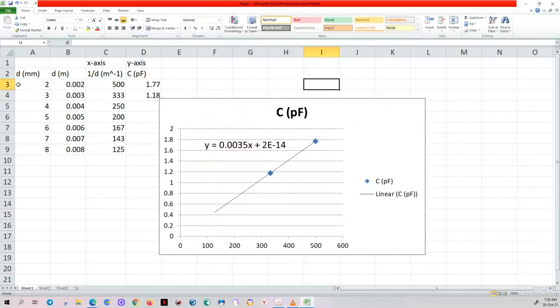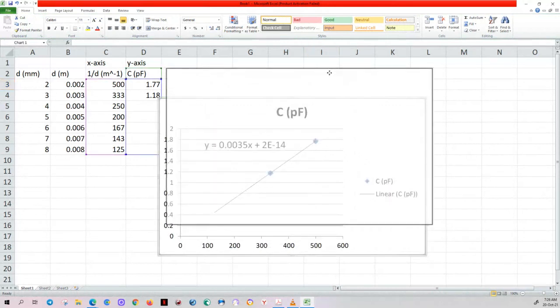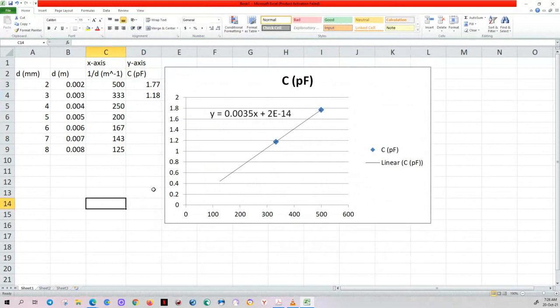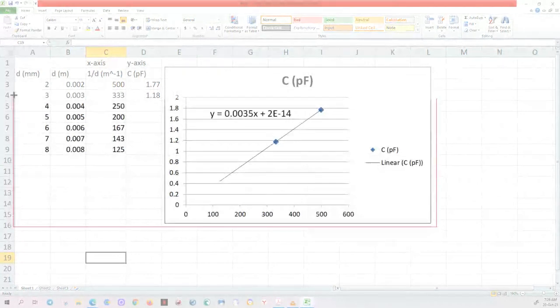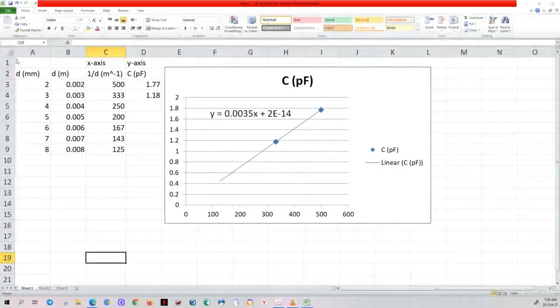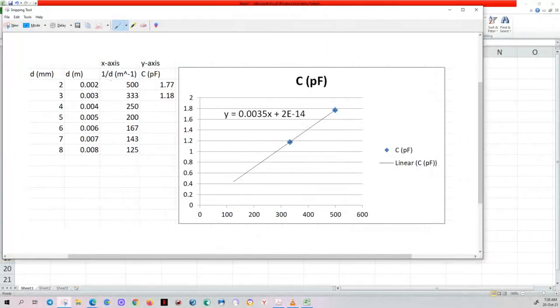So if I add here 0 and 0, the graph will go to 0. But anyway, you can see it's going to 0. Now for saving the graph, you can take the snipping tool and take this graph with the table and save it, so you have proof that you did the simulation.